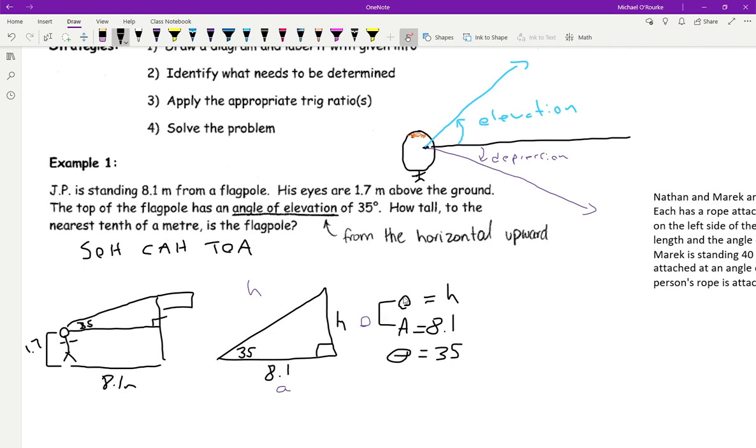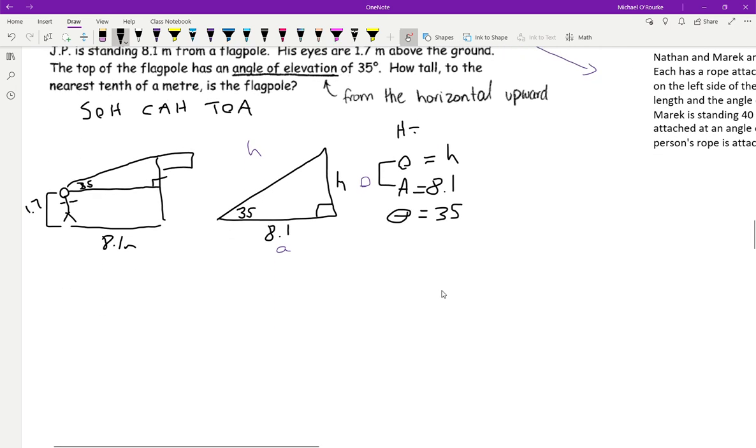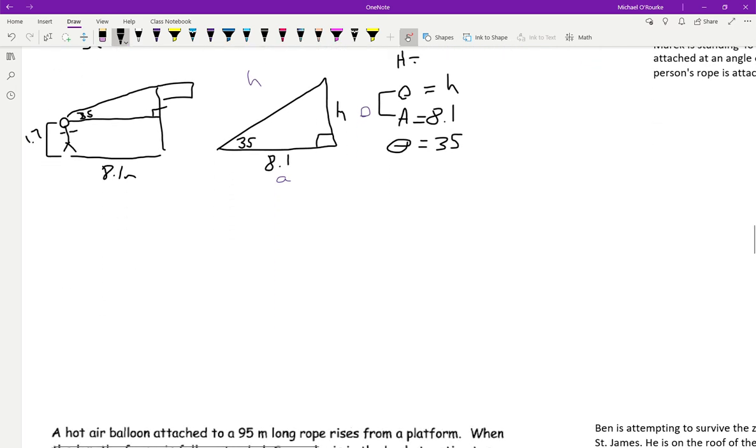So, what am I going to use? I have A and O. So, CAH, or TOA? Good, TOA. So I'm going to go down here. Let's write in what I have. So tan theta equals O over A. So I write in what I know. So I know tan, I know theta is 35, equals opposite's my unknown. Adjacent's 8.1.